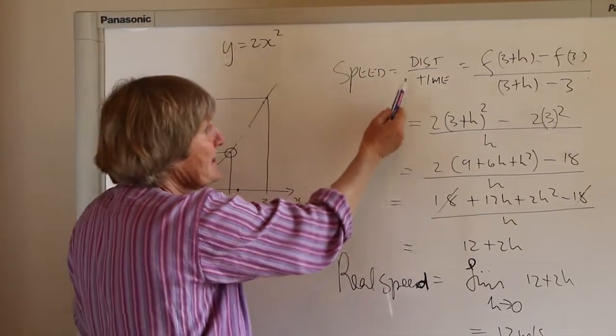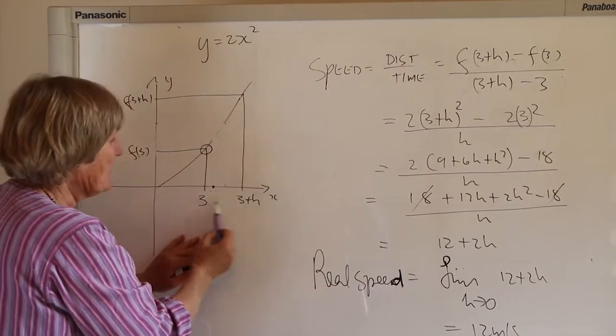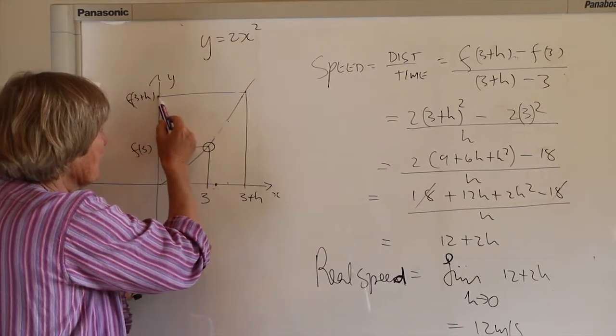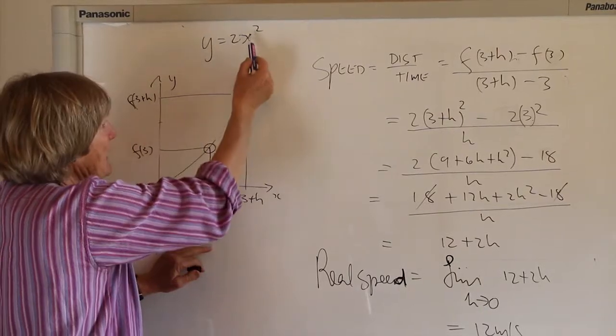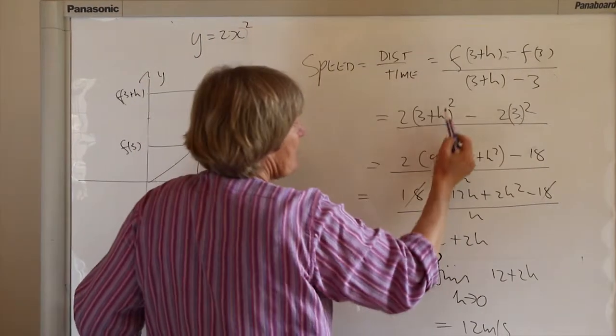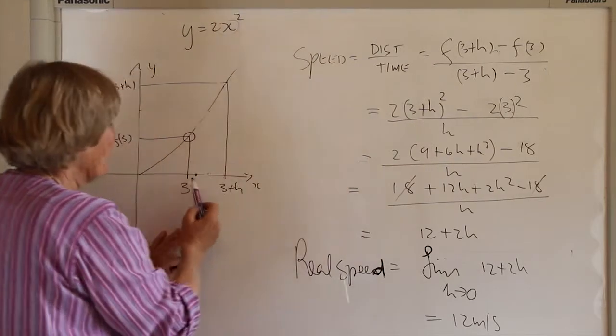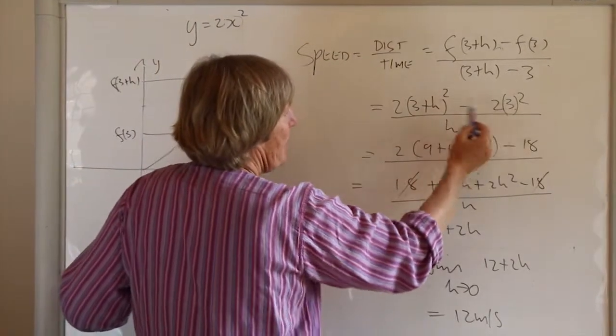Okay, so speed is distance over time. So I put in 3 plus h, I find the distance, f(3 plus h), you put the x, the 3 plus h in the place of the x. So this is what happens. And then you put the 3 in. Alright? So I work this out.